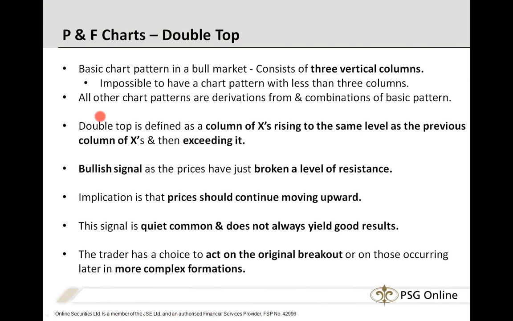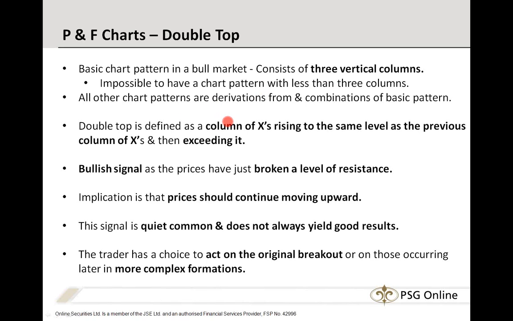Okay. So let's talk about a double top. Like we have with bar charts, very similar thinking behind it. This is a basic chart in a bull market. So obviously, it consists of 3 columns. First of all, you don't have anything less than 3 columns. It's impossible to have less than 3 columns. So we always have 3. That's a minimum, 3 columns, and obviously everything is derived from that, or combinations of this basic chart pattern.